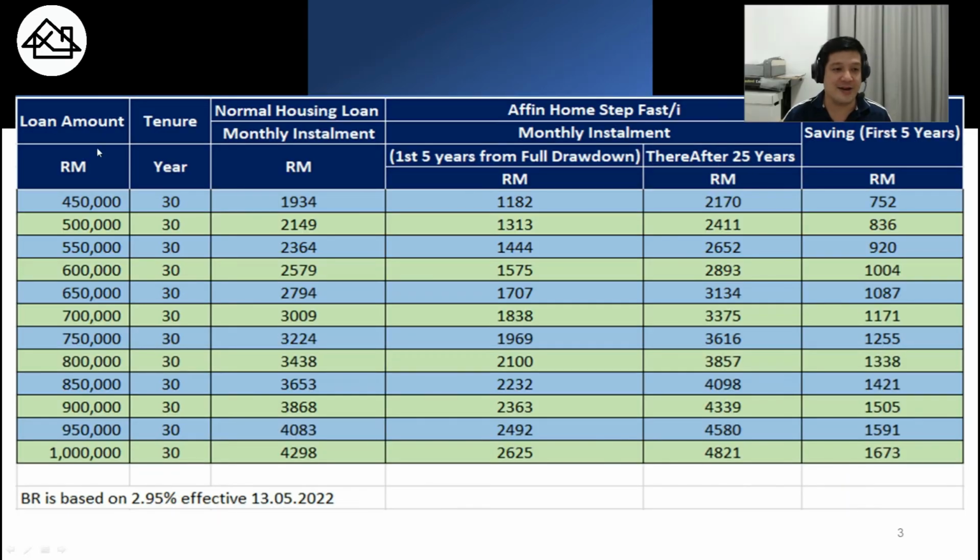Okay, let's look at this diagram. The higher the loan amount, the more you save. Assuming the tenure is the same, of course, 30 years. A normal housing loan of, let's just say, 1 million, the monthly installment is 4,298. However, if you take the interest only mortgage, Affin Home Step Fast, you will only be paying 2,625 a month, which you save 1,673 every month, 1,600 in the pocket.